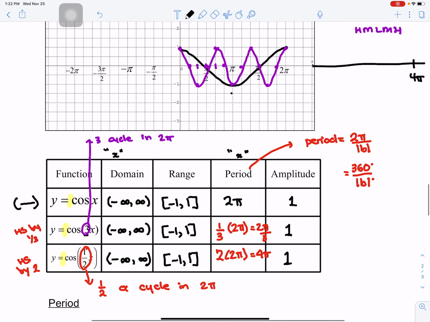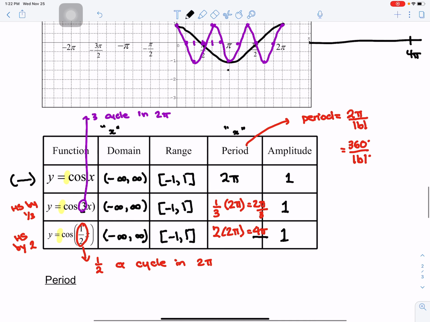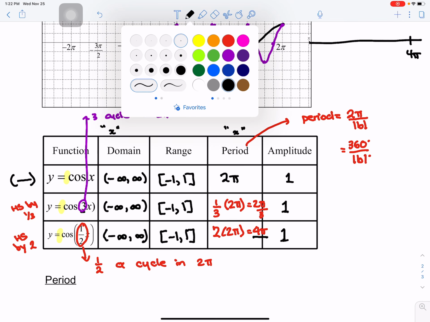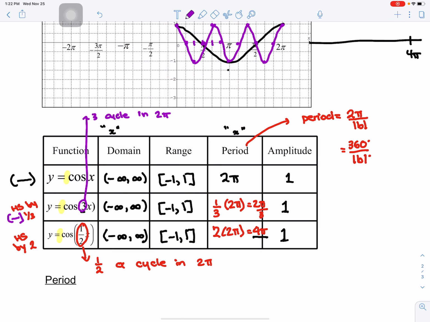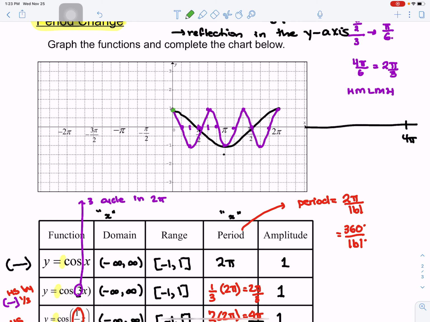So when I know that my period is 4 pi, I want to take 4 pi units to complete 1 cycle. So I'm going to do my high, middle, low, middle, high pattern to take a full 4 pi units. I'm going to do my high and high for the full 4 pi. Half of 4 pi is 2 pi, so my low is going to be here.